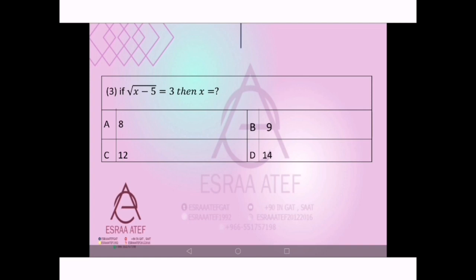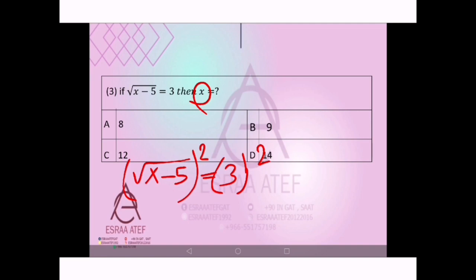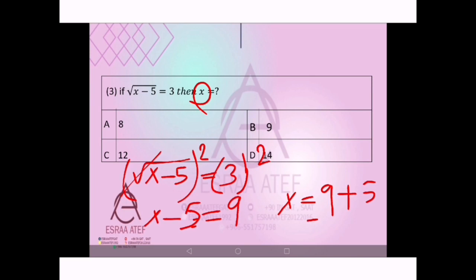Next one, here we have the square root of x minus 5 equals 3, and he wants to get x. If we have a square root, we will square the two sides. If we square this one, it will cancel the square root, which means x minus 5. And if we square the 3, it will be 9. So x equals 9 plus 5, which means 14. So the answer will be 14.